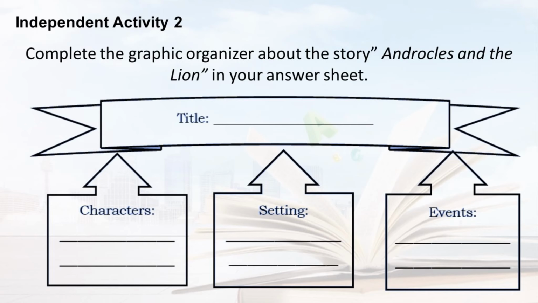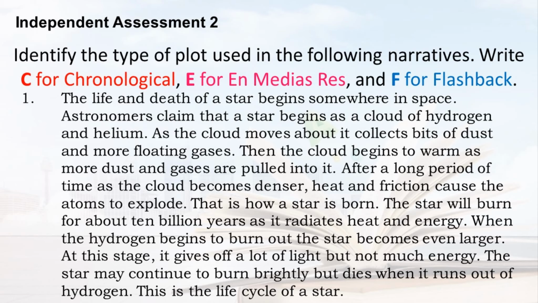Identify the type of plot used in the following narratives. Write C for chronological, E for in medias res, and F for flashback. Do this in your answer sheet.